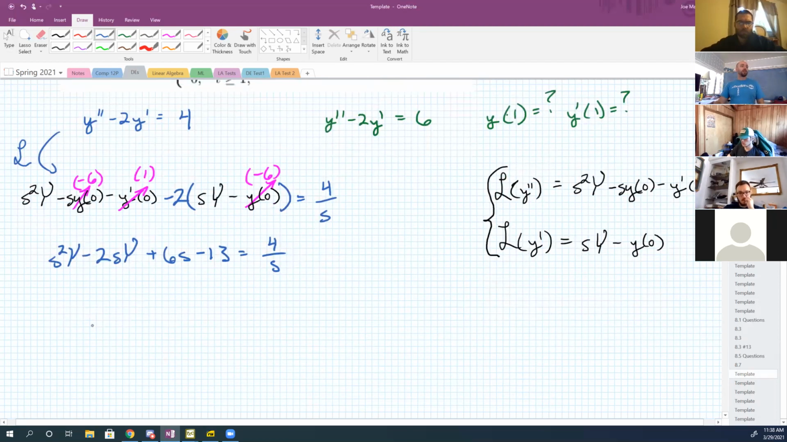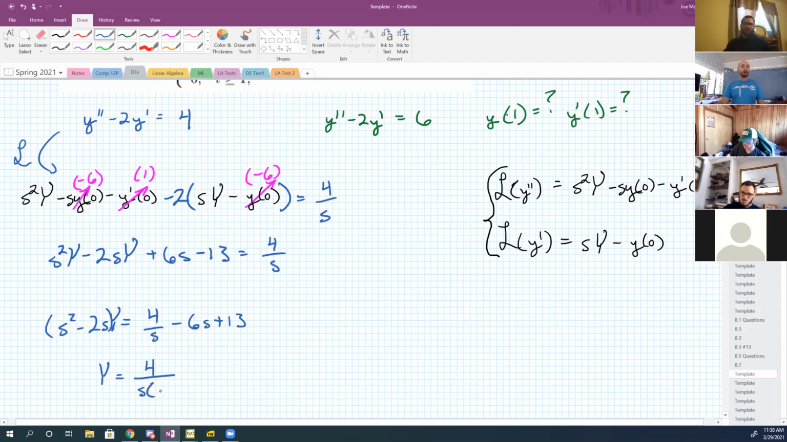All right. So then we need to move this stuff to the other side. So I've got s squared minus 2s is going to be 4 over s minus 6s plus 13. Oops, that was all times y. So then y is 4 over s times s squared minus 2s, minus 6s plus 13 over s squared minus 2s.